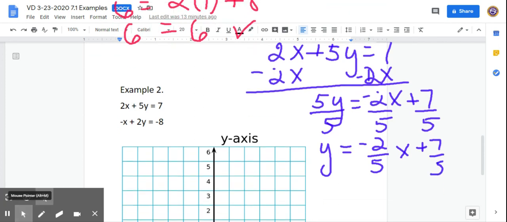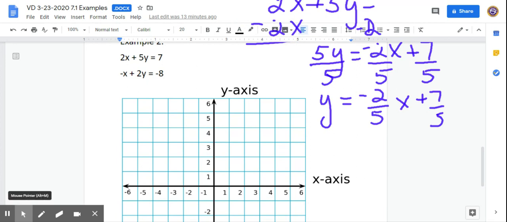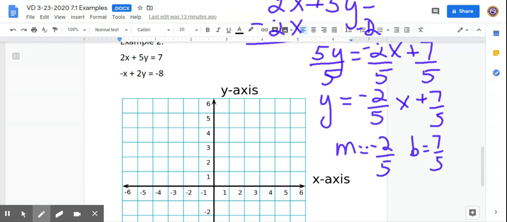Now, don't freak out because there's a fraction there. We can figure it out. So m equals -2/5, which is fine because we do up and down over. And b equals 7/5. If you change that to a mixed number or a decimal, it's going to be 1 2/5, which is almost 1.5. So we're going to go over to where y is almost 1.5 and put a point. So almost 1.5 is there.